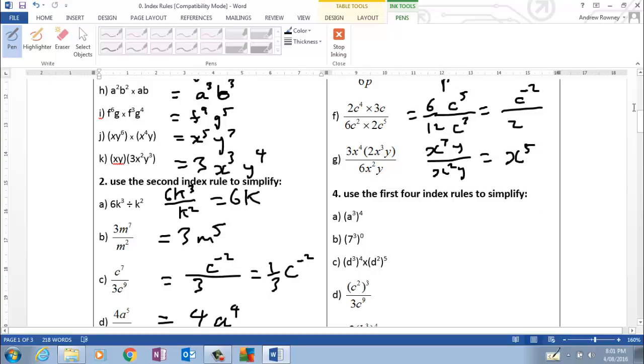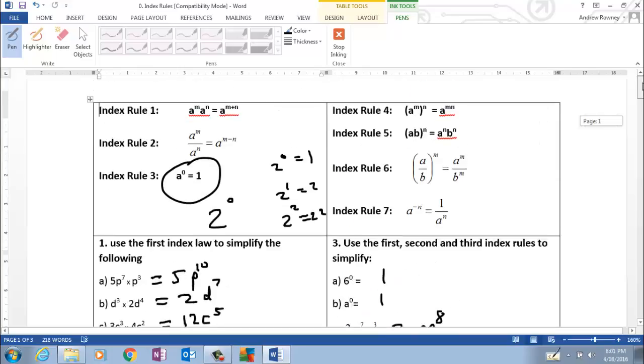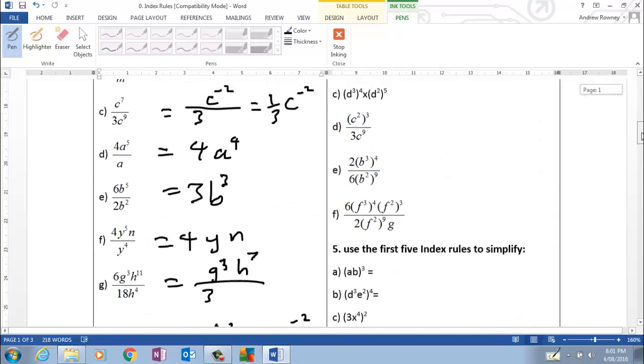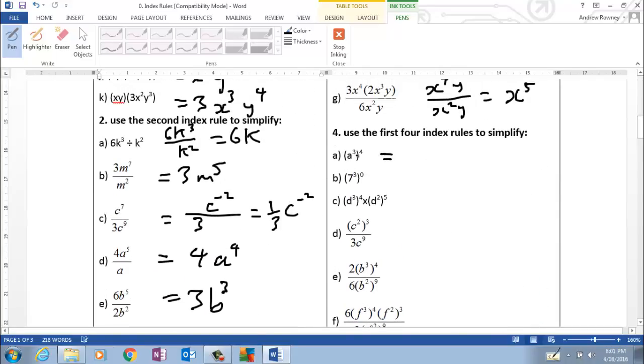Now we go on to the fourth rule. The fourth rule is anything from a power to a power of a power, you multiply the powers. So using that rule down here, you multiply these two powers and it's a12. This one here is 7 to the 3 times 0, which is 0, and that's 1. This one here will be d12 times d10, which equals d22.